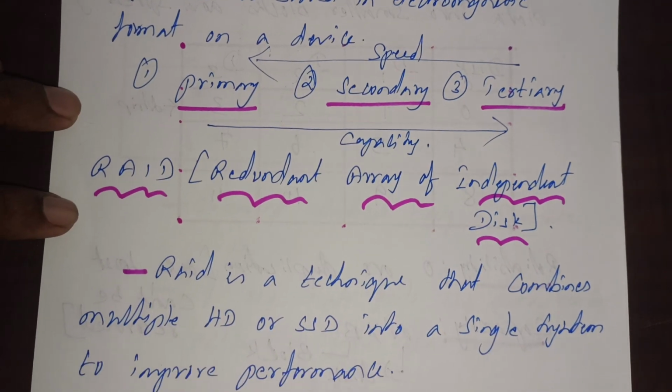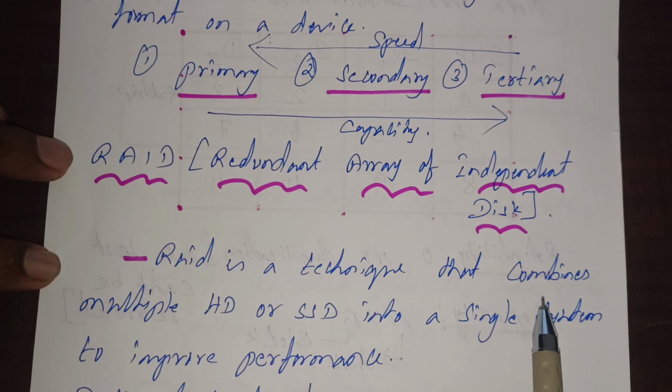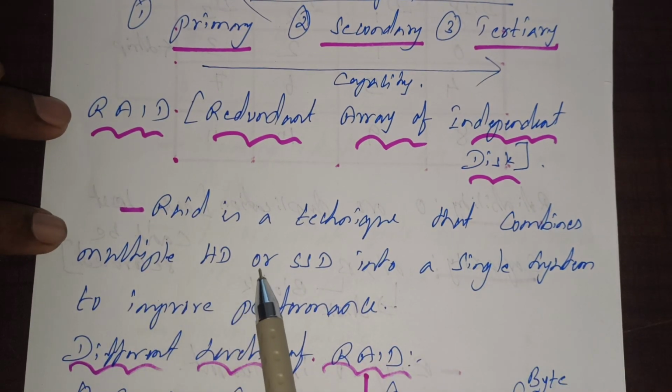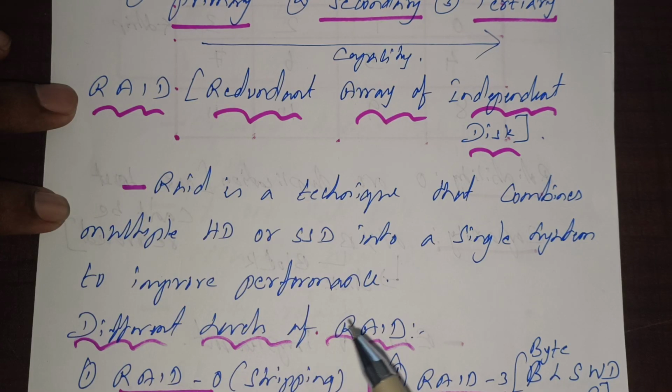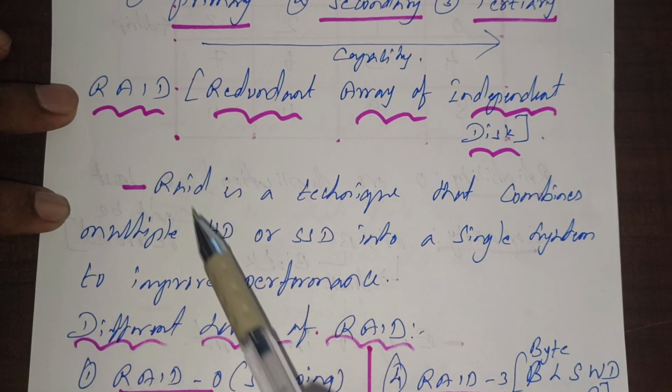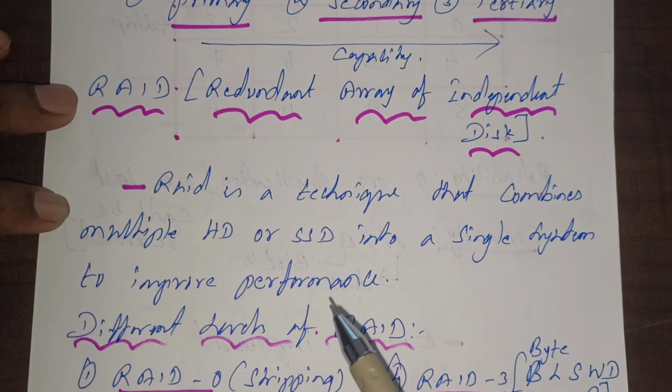role. Actually, RAID is a technique that combines multiple hard disks or SSDs into a single system to improve performance. Why do we need to improve the performance? Basically we require data safety, or both performance and data safety. If one drive fails and there is no data safety, the data cannot be recovered. By applying RAID, if one drive fails, the data can still be recovered from the others. How is it possible? We are going to see how RAID actually works.